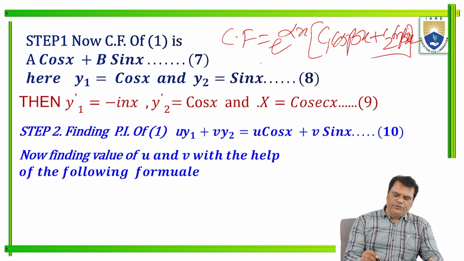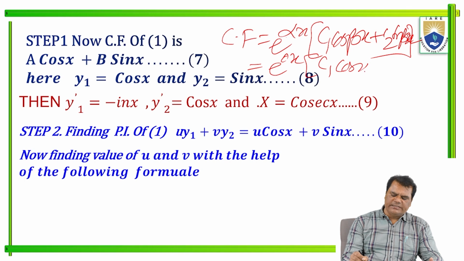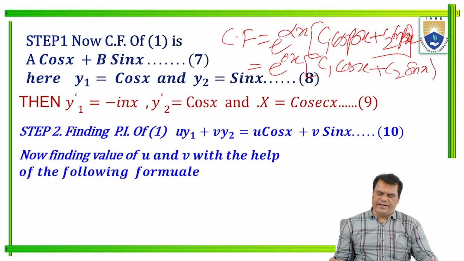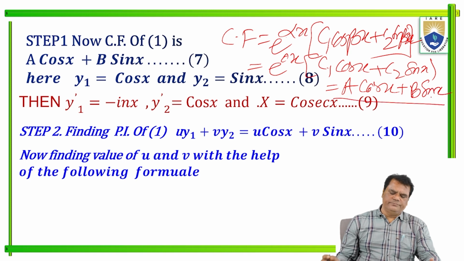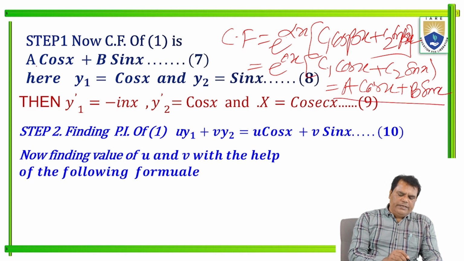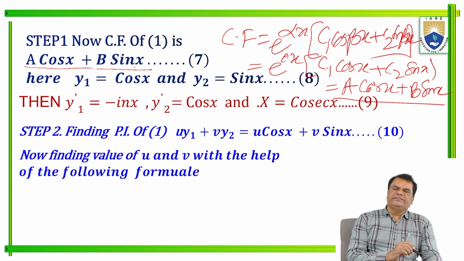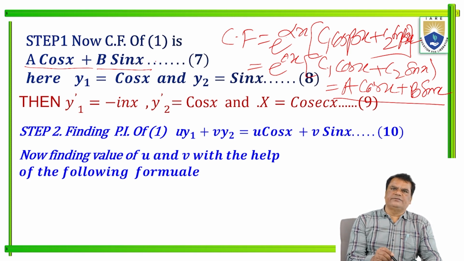So here alpha is 0, e to the power 0x, and beta is 1: C1 cos x plus C2 sin x, where C1 and C2 are arbitrary constants. So this is a cos x plus b sin x. This is the CF, the complementary function of equation 1.